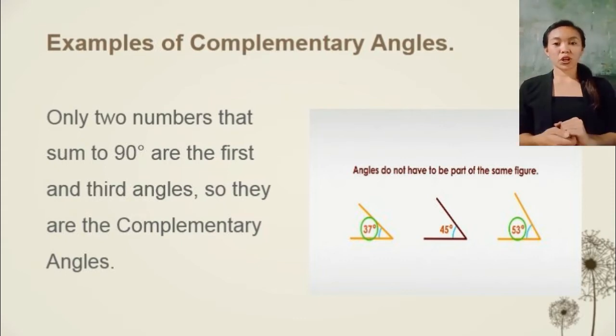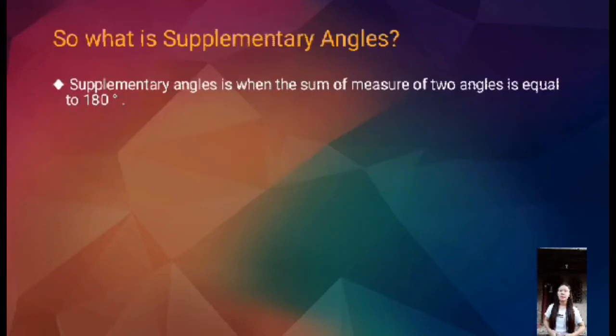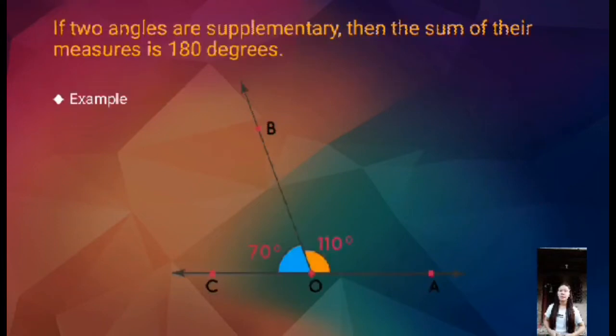And that would be all for the lesson about complementary angles. So let's move on to supplementary angles. So what are supplementary angles? Supplementary angles are when the sum of the measures of two angles is equal to 180 degrees. If two angles are supplementary, then the sum of their measures is 180 degrees.